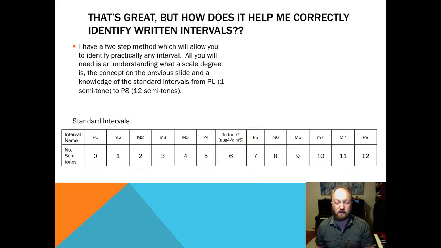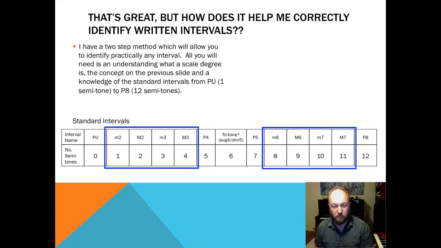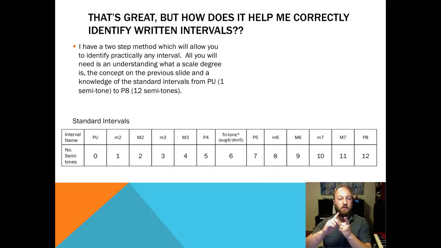And then the other types of intervals can be major or minor, depending on how many semitones. So you've got a minor and major second, a minor and major third, a minor and major sixth, and a minor and major seventh. It's probably worth mentioning that lowercase m represents minor, capital M represents major in this case. So we know what a scale degree is, we know what a semitone is, and we are familiar with this table, or at least are able to refer to it in the following steps.